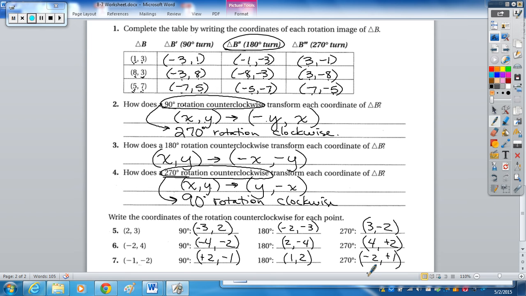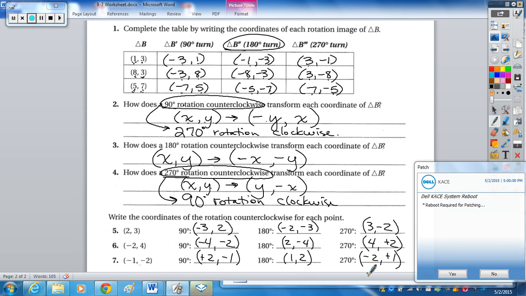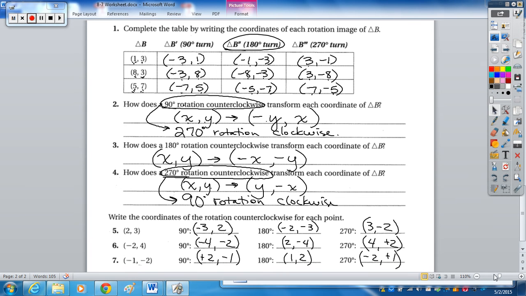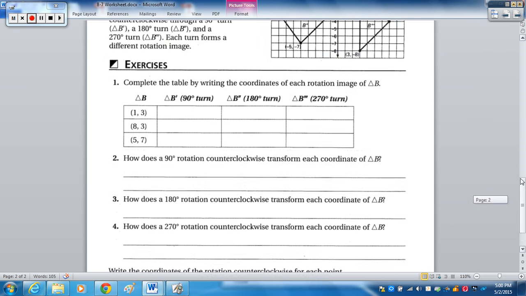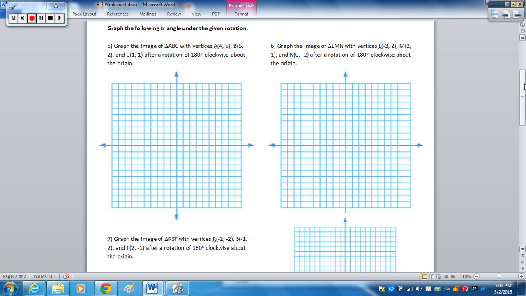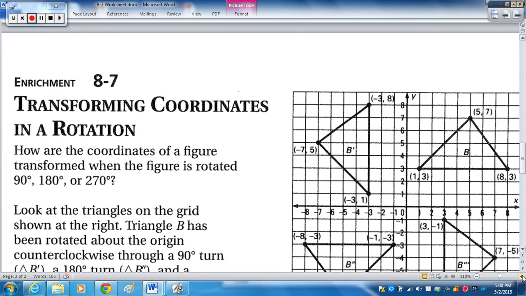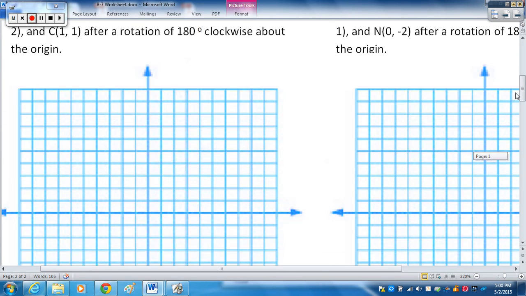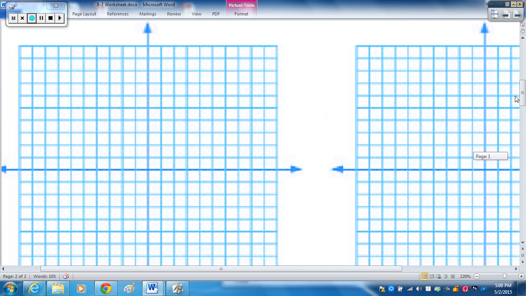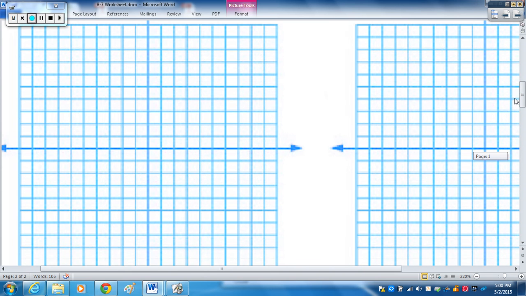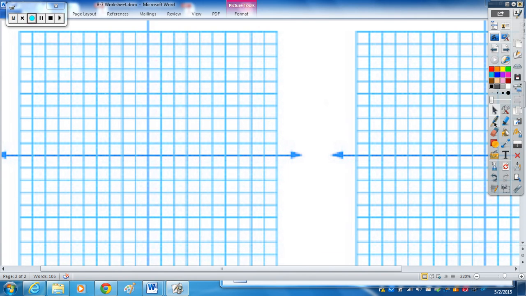Now you can actually flip over your worksheet to the other side. And actually, let's start with numbers 5, 6, and 7, just so that you can understand what's going on with those. So I'm going to clear this, and let's go over to numbers 5, 6, and 7. I'm going to make this bigger so you can see it better. There we go. Okay. And I'm just going to go ahead and put it down here so we can see a nice big graph.